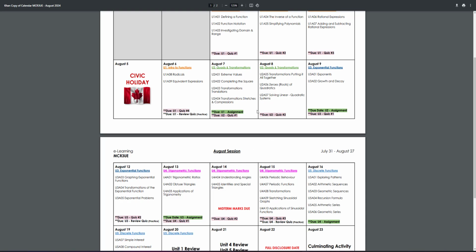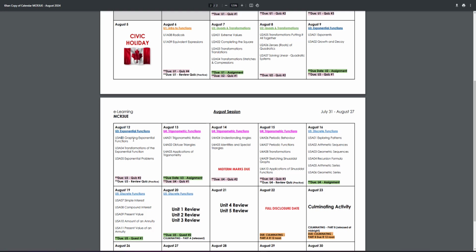It is 9 a.m., August 12th, and we are starting Unit 3, Exponential Functions. We're continuing Unit 3, Exponential Functions, because we already did more than one lesson on this unit on Friday. And now we're finishing up this unit today. That means whenever we finish a unit, there is a test that occurs.